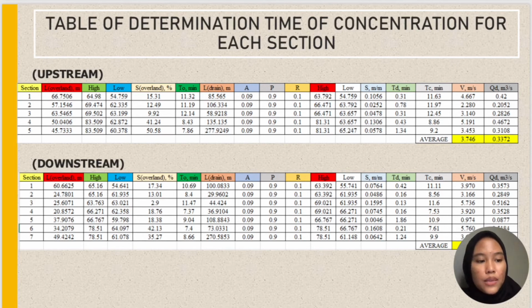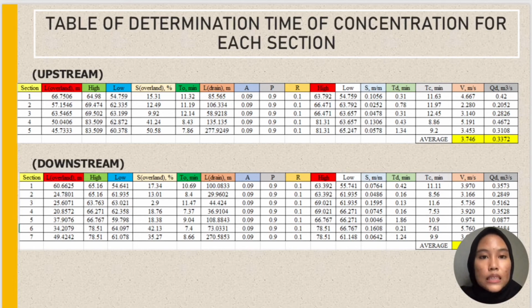And the second step is to determine the slope over land surface in percent, and it can be calculated using a formula: highest contour minus lowest contour in the subcatchment, divided by the length of overland sheet flow, times 100%. So for example, subcatchment 1 in upstream, the slope over land surface we get is equal to 15.31%.